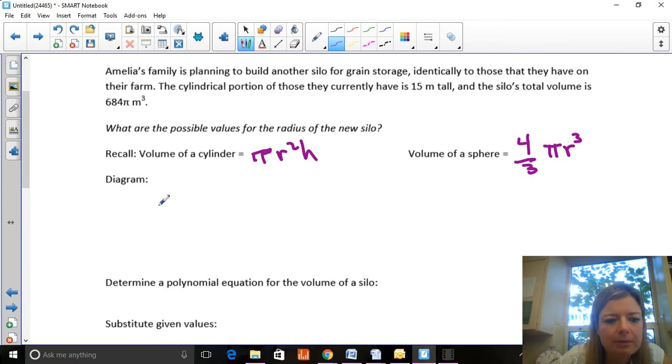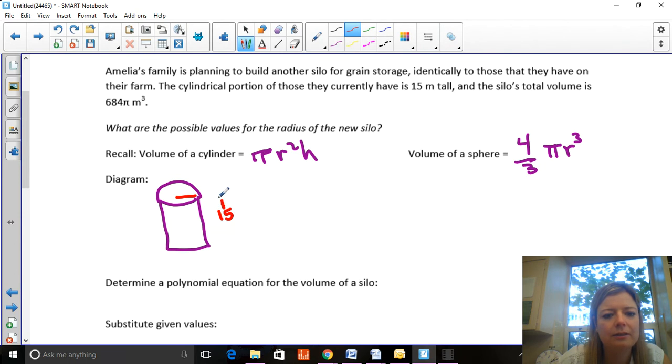So here goes my really bad diagram, which is going to be even worse on this trackpad than it would be on the board. There's the cylindrical portion, and here's the dome on top. I'm sure you guys are all making fun of me right now. Here's the front. We can imagine a little radius here, and the height here is 15 meters from the top to the bottom. Isn't that just the best thing you've ever seen?